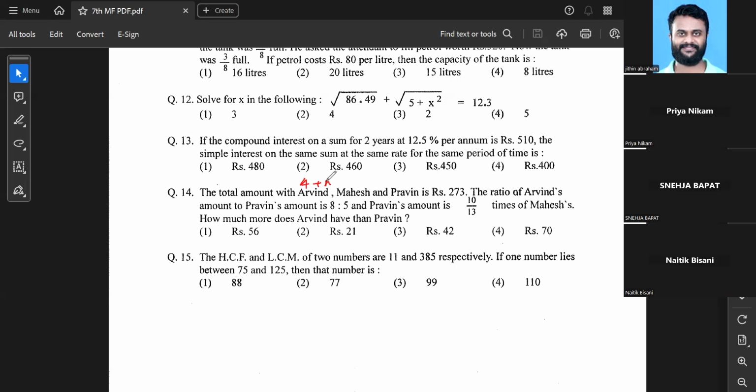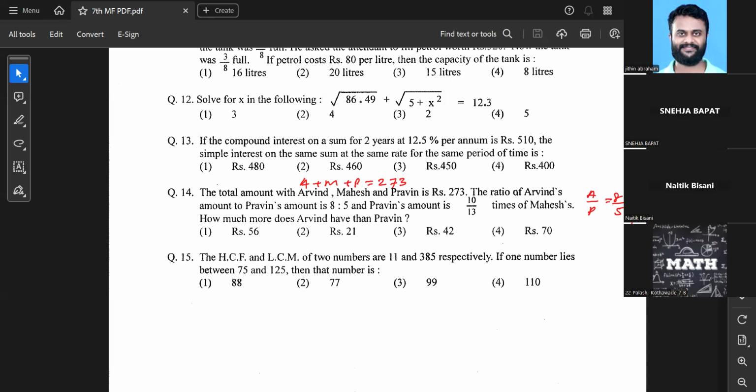As we were discussing, Arvind plus Mahesh plus Praveen is equal to 273. Ratio of Arvind's amount to Praveen's amount is 8 upon 5. And Praveen's amount to Mahesh's amount is 10 by 13. How much more does Arvind have than Praveen? Okay, so the question is between Arvind and Praveen, so replace Arvind with P. In the class we have done by taking Mahesh's amount as X. Sorry, can you please be louder?